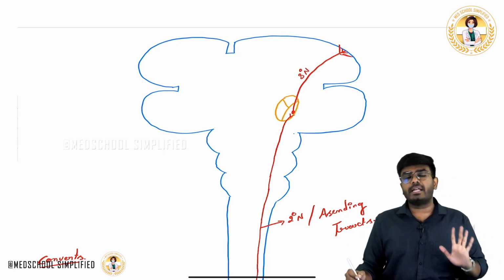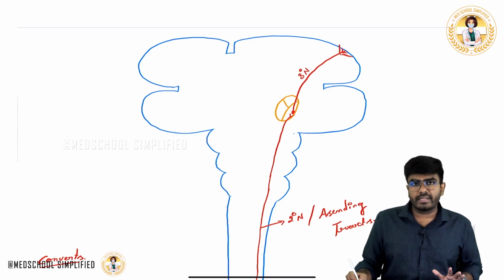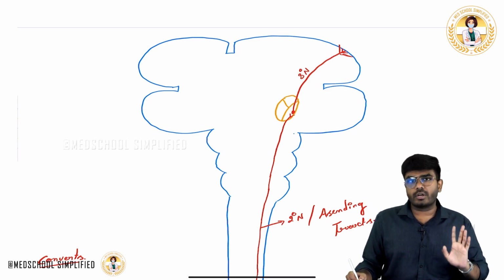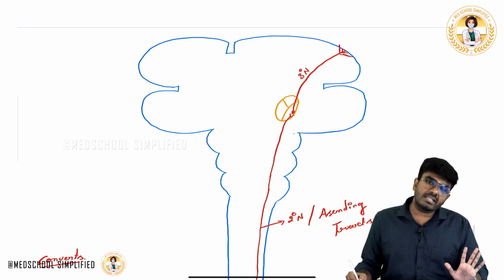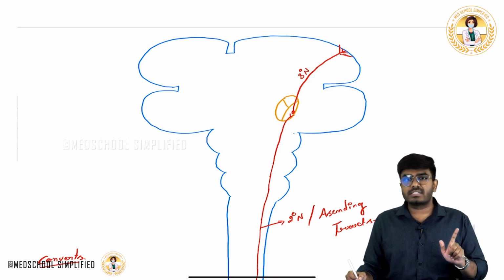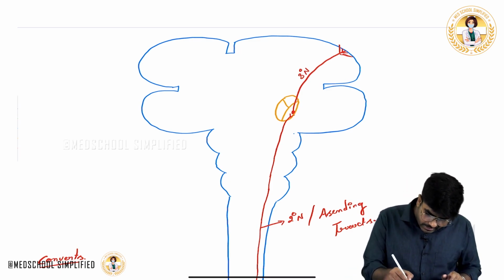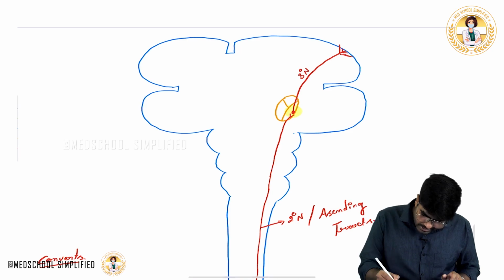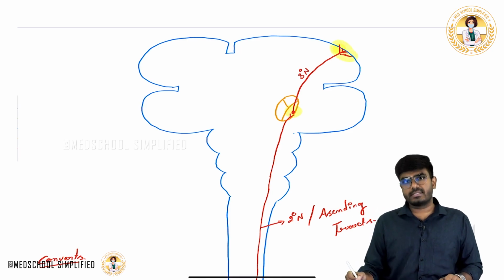So in a sensory pathway, just tell me how many orders of neurons are there? First order neuron, second order neuron, third order neurons. Simple. Third order neurons are starting where? Third order neurons are starting from the thalamus. The starting point for the third order neuron is the thalamus and the ending point is the cortex.